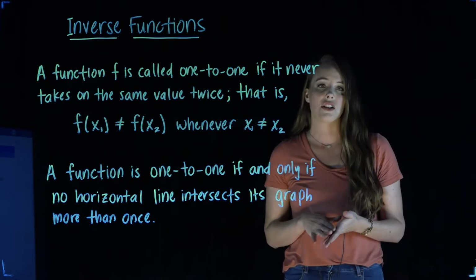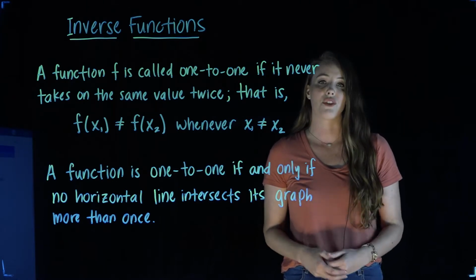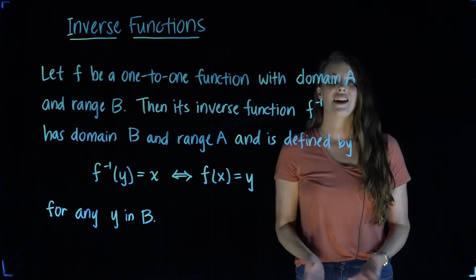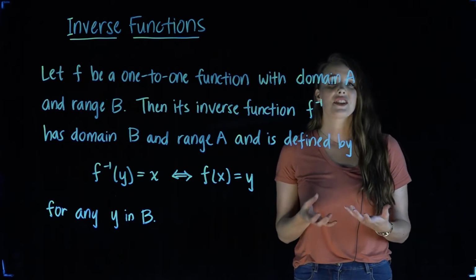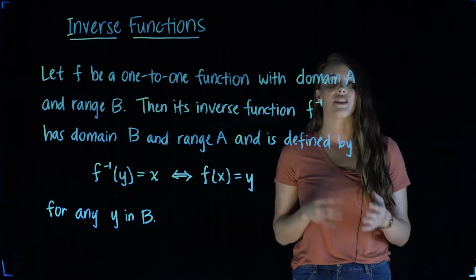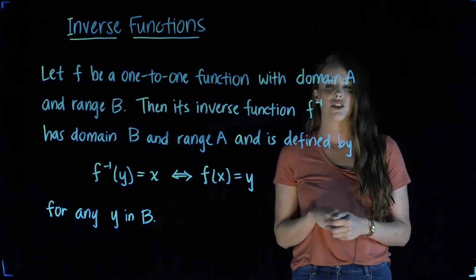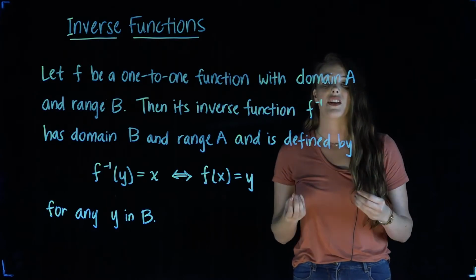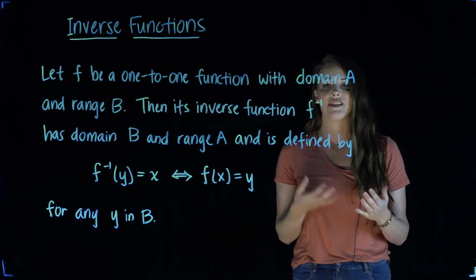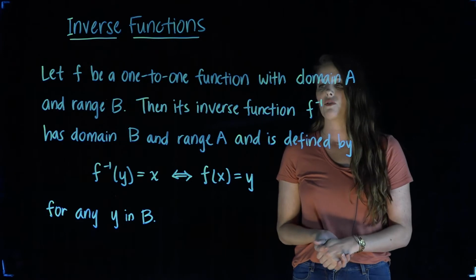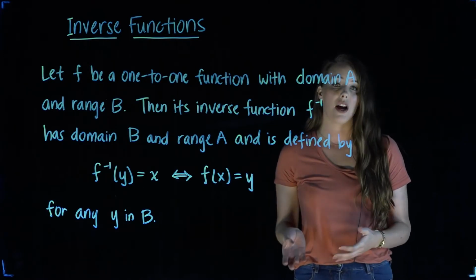Graphically, we know that a function is one-to-one if and only if no horizontal line intersects its graph more than once. Now that we've defined a one-to-one function, we can define a function's inverse. A function does not have an inverse unless it is one-to-one, and that's why it was key for us to define that previously. So if f is a one-to-one function with domain A and range B, then its inverse function, depicted here, has domain B and range A and is defined by the following. F inverse of y equals x if and only if f of x equals y for any y in B.